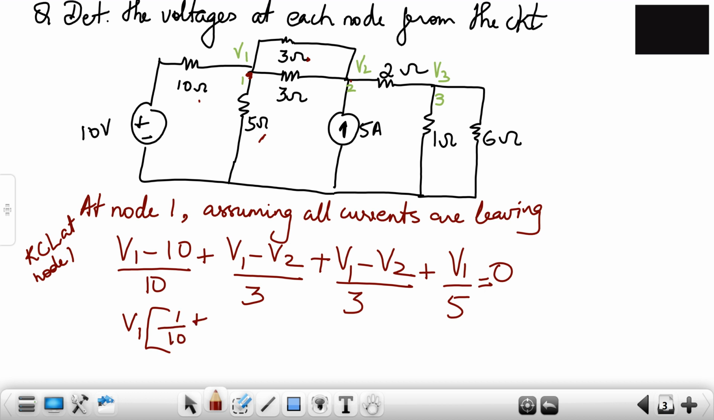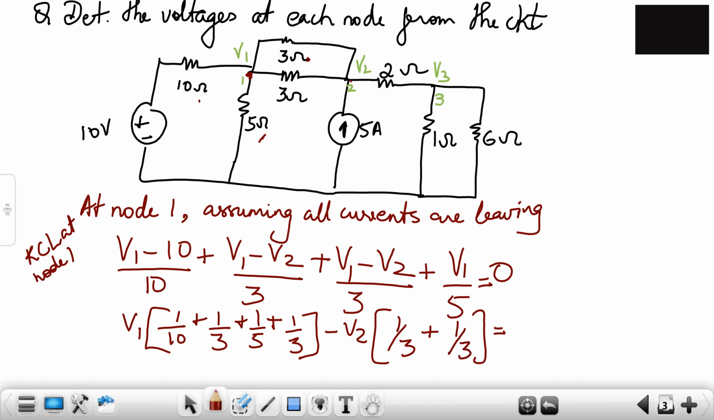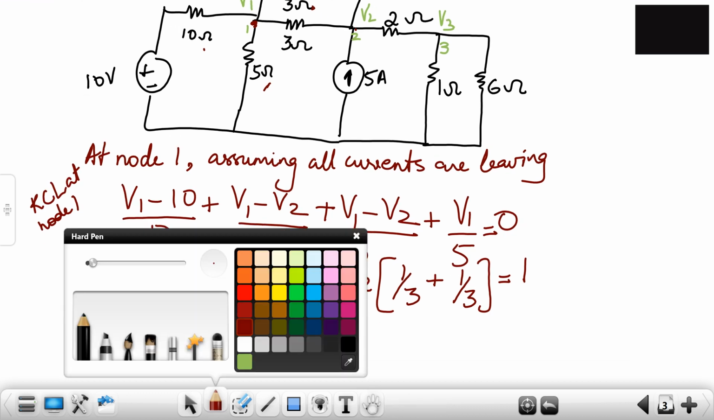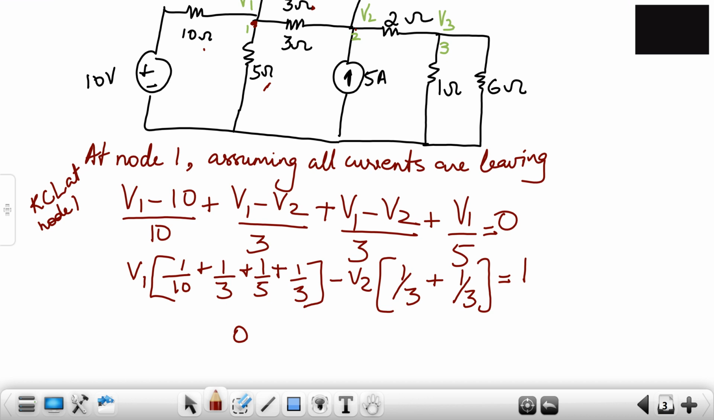Rearranging the equation, what we get is V1 (1/10 + 1/3 + 1/5 + 1/3) minus V2 (1/3 + 1/3) is equal to 1. After solving, you get 0.96 V1 minus 0.66 V2 is equal to 1. This is your equation 1.